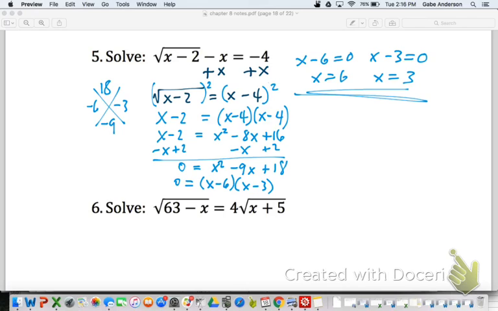I'm going to get square root of x minus 2, minus 6 equals negative 4. What's 6 minus 2? 4. So square root of 4 minus 6. That is it. Negative 2 is the answer.